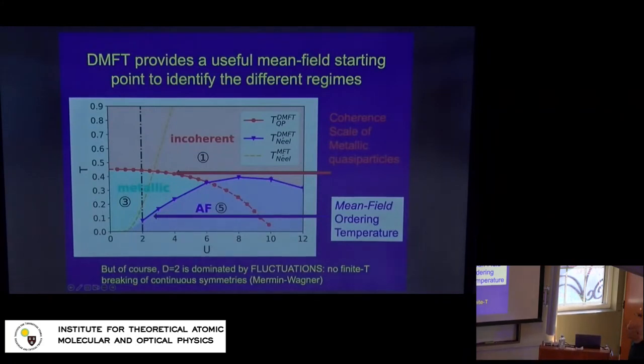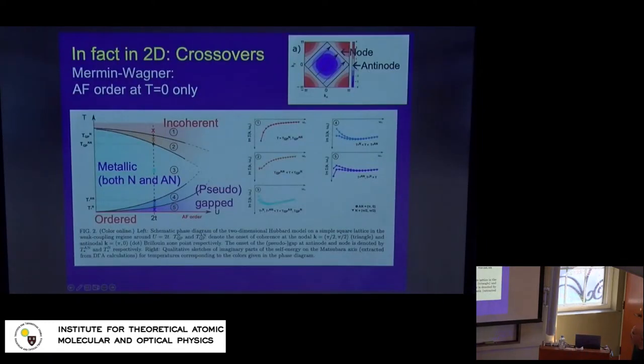Again, this is what you would get if you do mean field, in this case dynamical mean field. You would have a crossover between a very incoherent system at high temperature, a sort of metal at intermediate temperature, and eventually exponentially large spin correlations start to kick in.